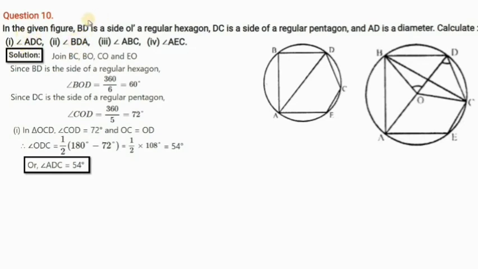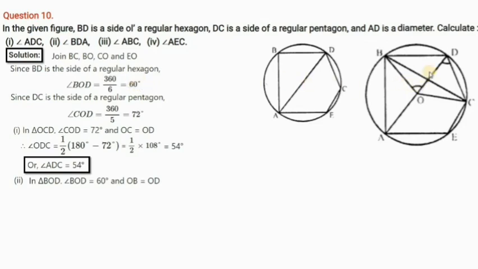Now BDA can also be found in the very same manner. For that we need to look at the triangle BOD. So let us go to triangle BOD. In this triangle BOD we need to calculate BDA, which means we need to calculate this angle. Now we know that BOD is 60 degrees from here.